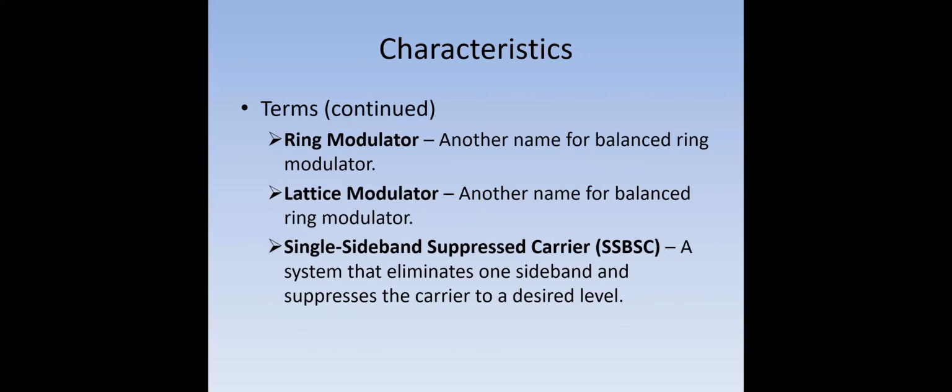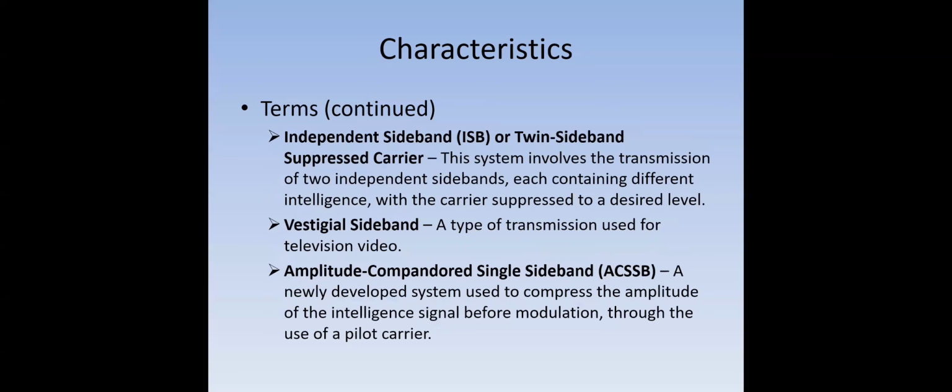All right, ring modulator, another name for balanced ring modulator. The lattice modulator, another name for balanced ring modulator. Like I say, it depends on who you work for as to what the nomenclature will be, but just keep in mind that there are different names for different types of systems. Single sideband suppressed carrier: a system that eliminates one sideband and suppresses the carrier to a desired level. Independent sideband or twin sideband suppressed carrier: this system involves the transmission of two independent sidebands, again military, each containing different intelligence with the carrier suppressed to a desired level.